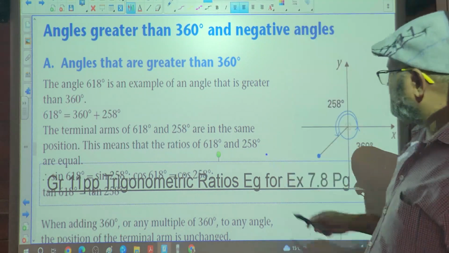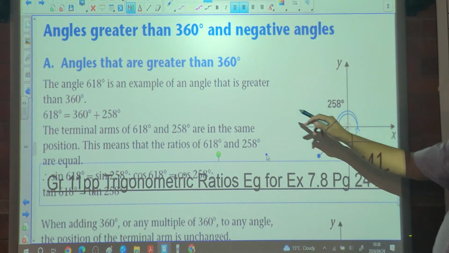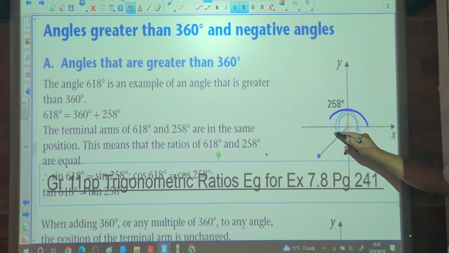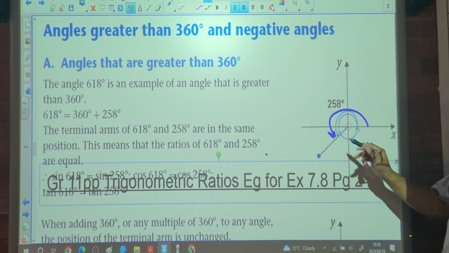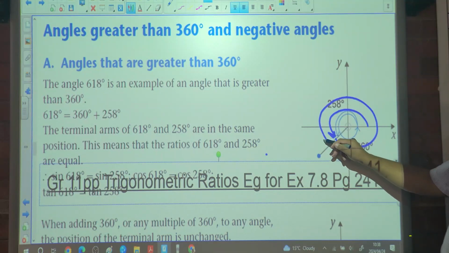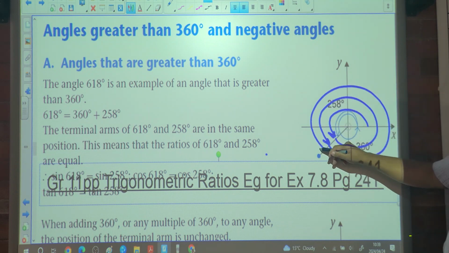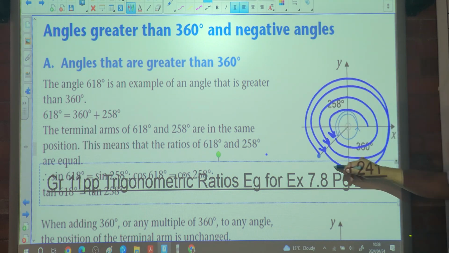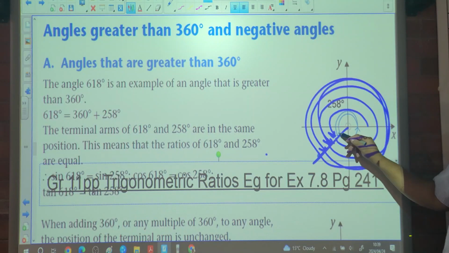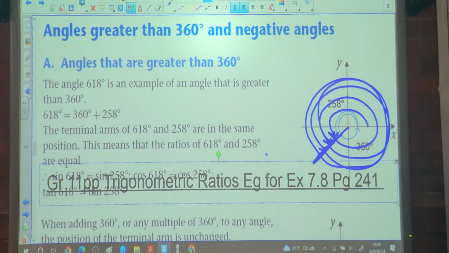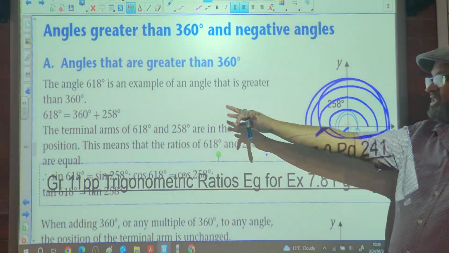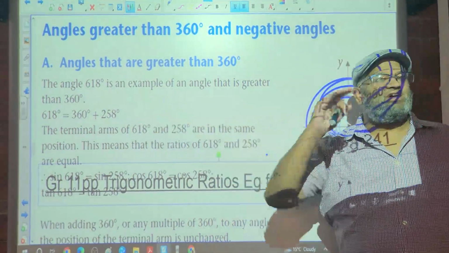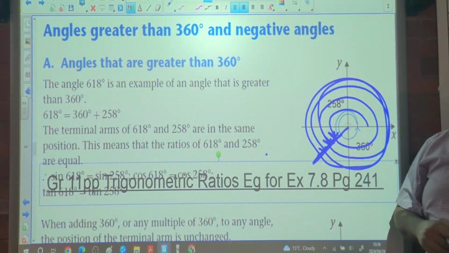The reason for that is because if you look at this CAST diagram here, 258 is in the third quadrant. You all agree with that? But what happens if I add 360 to that? It lands on the same arm. Can you see that? Now you add again 360, lands on the same arm, and again 360. As long as it lies in the same arm and the same position, it's going to give me the same ratio. You guys understand? So if we subtract or add 360 degrees to 258, whichever amount, it will always give the same answer.